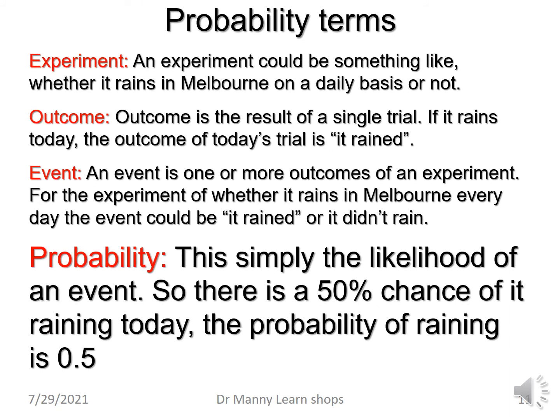Probability terms can include the following. Experiment. An experiment could be something like whether it rains in Melbourne on a daily basis or not. The outcome is the result of a single trial. If it rains today, the outcome of today's trial is it rained. An event is one or more outcomes of an experiment. For the experiment of whether it rains in Melbourne every day, the event could be it rained or it didn't rain. The probability is simply the likelihood of an event, so there's a 50% chance of it raining today, a probability of 0.5.